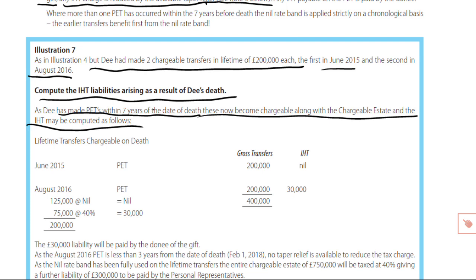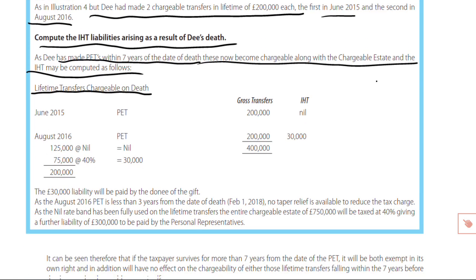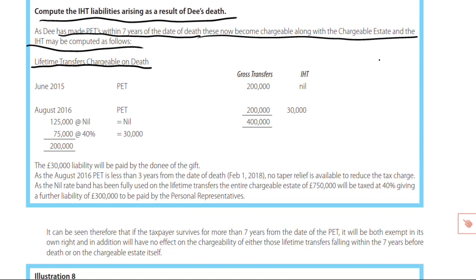Firstly, what becomes chargeable and what gets the use of the available nil rate band. We head up a computation, lifetime transfers chargeable on death. Go back to the earliest such transfer. There were 2 of them, the earliest in June 15, the later in August 16. Back to that first transfer, made within 7 years of the date of death of the taxpayer. Date, June 15. What is it? It's a potentially exempt transfer.